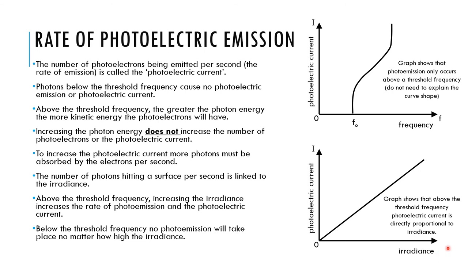The second graph shows that, as long as it's above the threshold frequency, if you increase the irradiance, you increase the current. So this graph is only for above the threshold frequency, increasing the irradiance. And again, you need to be able to identify that graph.